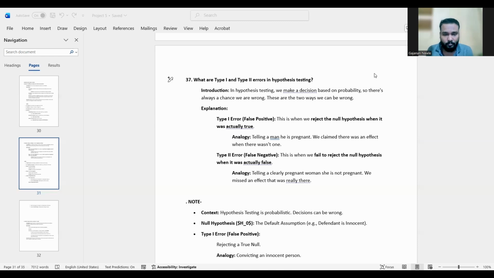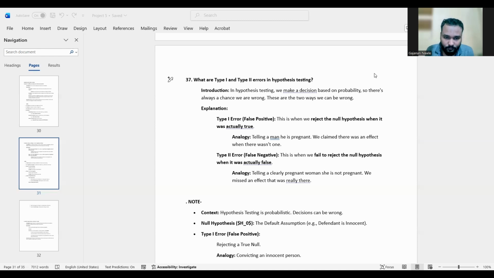This is a false negative. This happens when we fail to reject the null hypothesis, even though it was false. In the courtroom, this is letting a guilty person go free. Evidence wasn't strong enough, so the jury said not guilty. But they missed the truth.